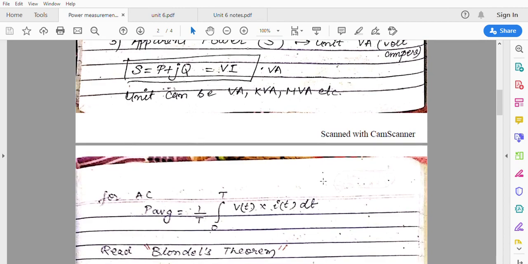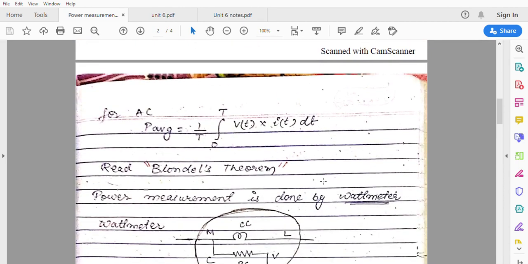So for AC, when we measure the average power, AC is a continuously varying quantity. We have studied about AC. So if we want to measure an average thing in AC, then what we need to do? We need to integrate the whole area and divide by the length of the x-axis. That was the basic thing we are doing to find the average.